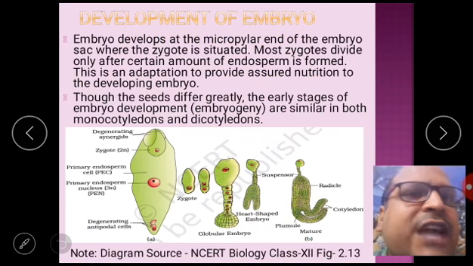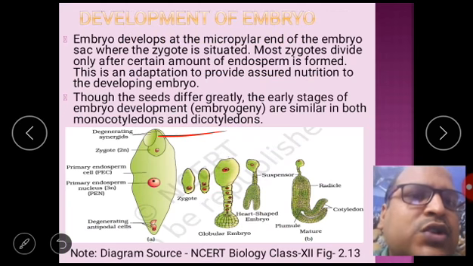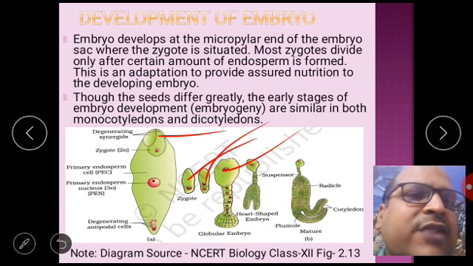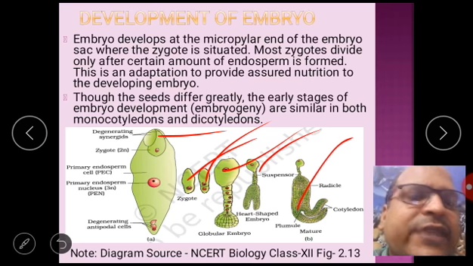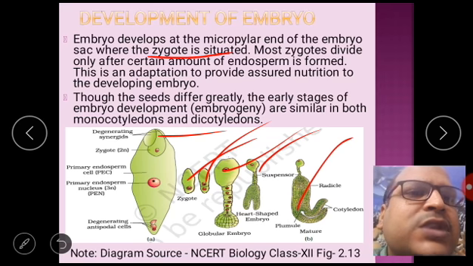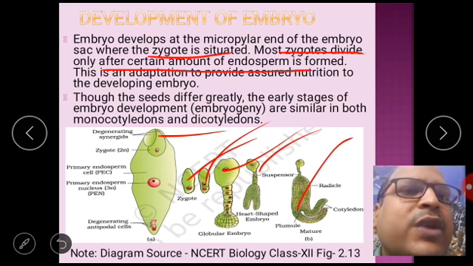Now, development of embryo. Embryo develops at the micropylar end of the embryo sac, where the zygote is situated. Here this type of structures will be there. We have dealt with this already, so we are not going to tell you in detail, but only we will read. Where the zygote is situated, most zygotes divide only after a certain amount of endosperm is formed.